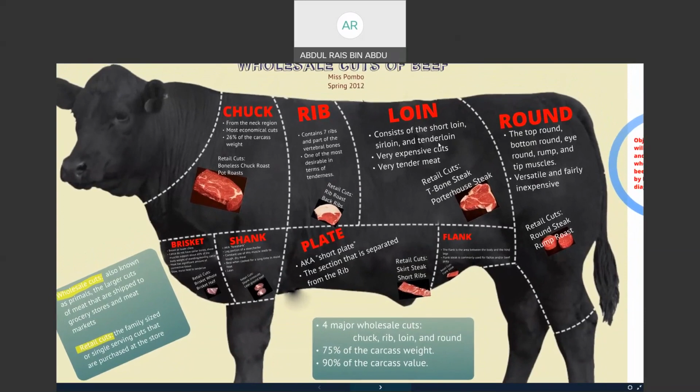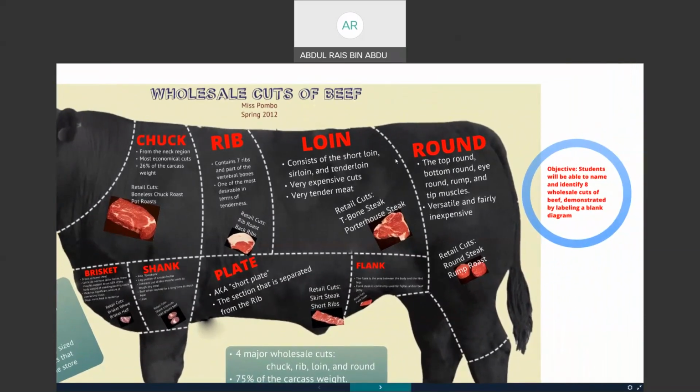Now as we go on to the hind quarter of the cow, this whole section here is the loin. What do we say? It consists of the short loin, sirloin, and tenderloin. This part of the beef is usually the most expensive cut because the keyword here is the most tender part of the meat. Some of the retail cuts you can get from the loin would be the T-bone steak or the porterhouse steak.